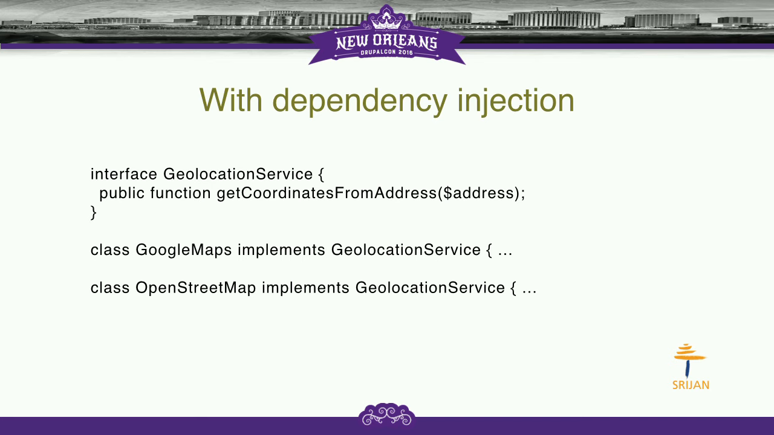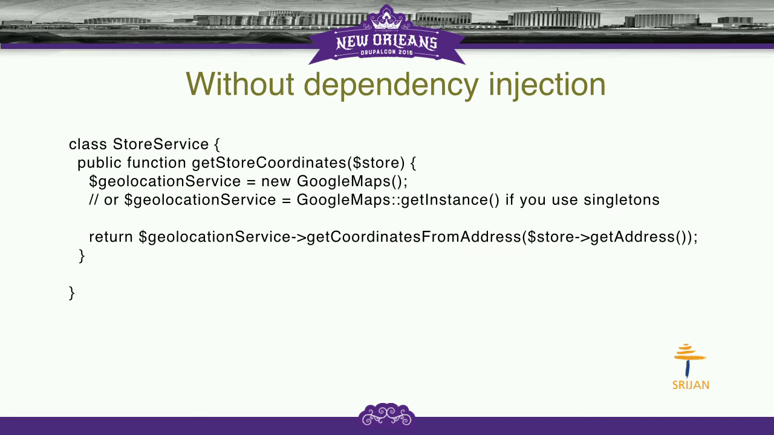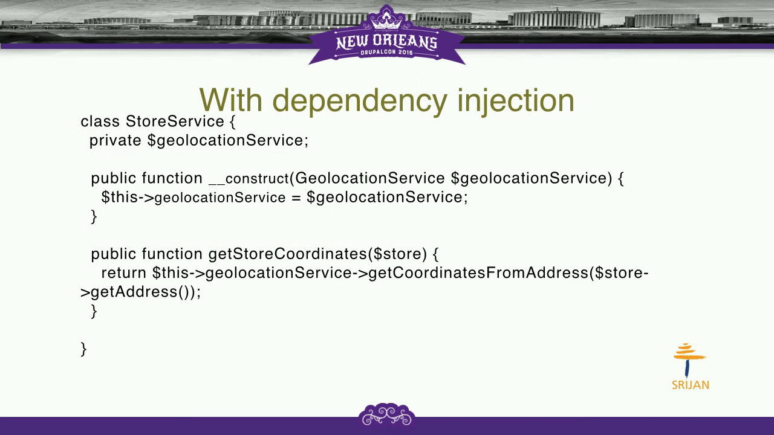We create an interface, and we have a function inside that. Both classes, Google Maps and OpenStreetMap, implement the geolocation service interface. So our code is cleaner. Our code is decoupled, so our class is decoupled from the dependency. In this case, if I want to change my dependency or function, I would otherwise have to rewrite this code. But over here, I do not have to do anything. I'll just change the dependency that I'm passing.